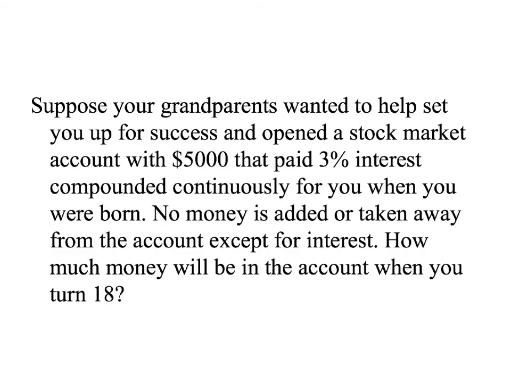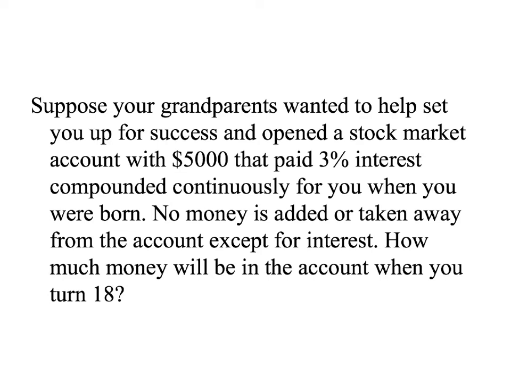So P is still the principal, e is just the base, r is the rate as a decimal, and t is the time. So suppose your grandparents wanted to help set you up for success and open a stock market account with $5,000 that paid 3% interest compounded continuously for you when you were born. No money is added or taken away from the account except for interest. How much money will be in your account when you turn 18?